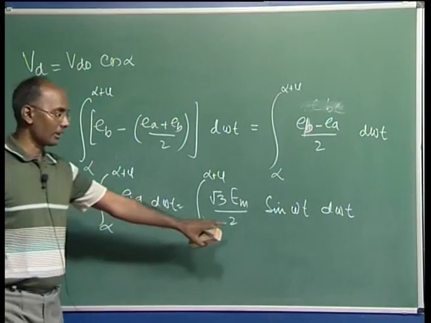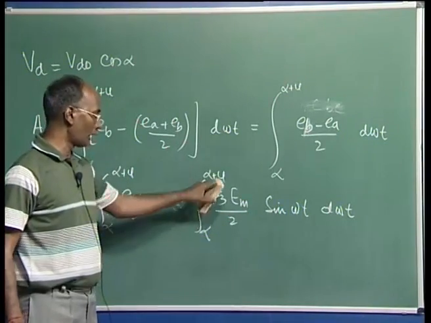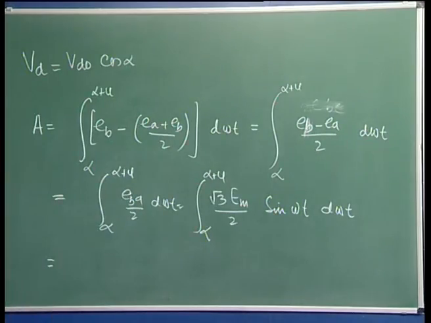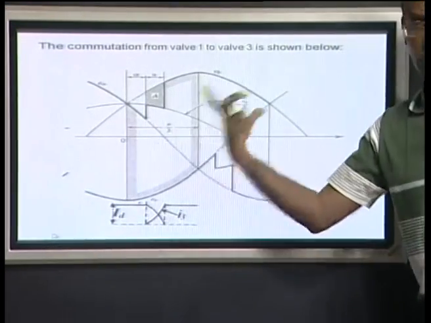And just you integrate it here and put this value, you are going to get this area A, and that is here only for we are talking here 30 degree 60 degree interval.